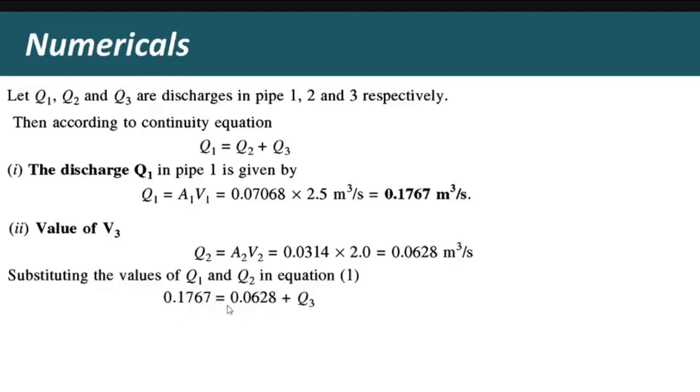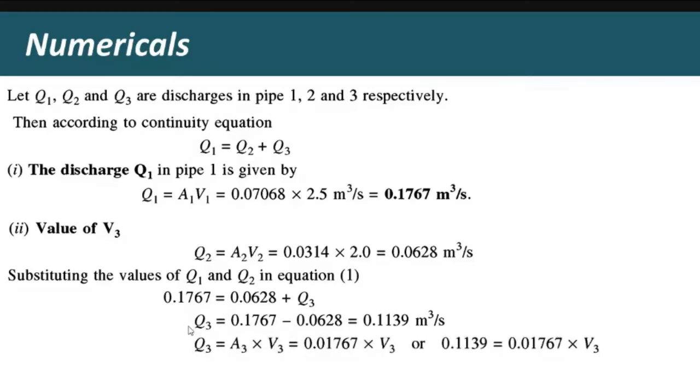Okay. So we will have 0.1767 equals 0.0628 plus Q3. Transfer this to the right side and do the subtraction. So Q3 is 0.1139 meter cube per second. Now this Q3 is nothing but A3 into V3.